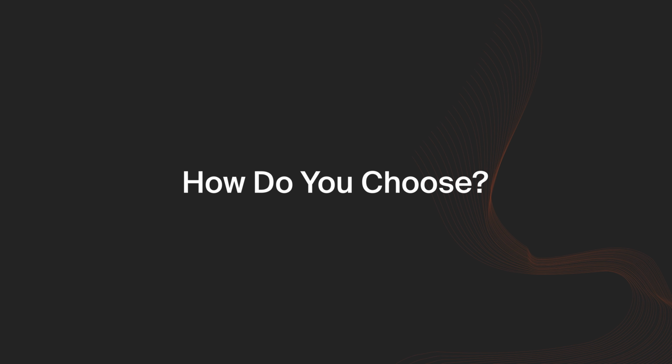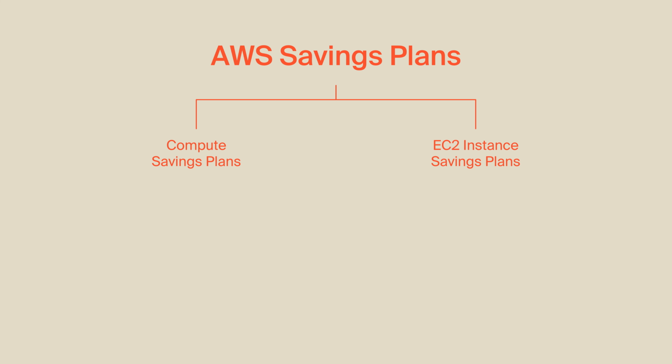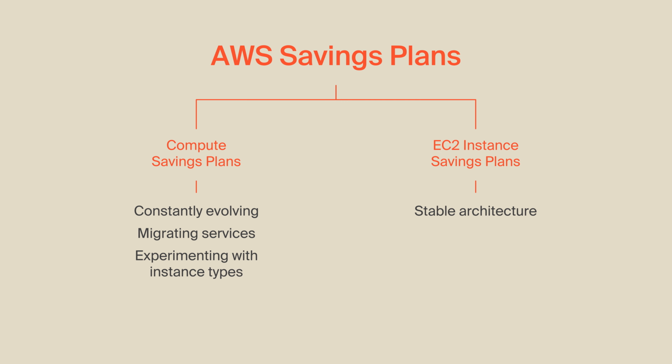So, how do you choose? It depends on how predictable your workloads are. If your architecture is relatively stable, EC2 instance plans can get you bigger savings. But if you're constantly evolving, migrating services, experimenting with instance types, scaling across regions, compute savings plans are probably the safer bet.